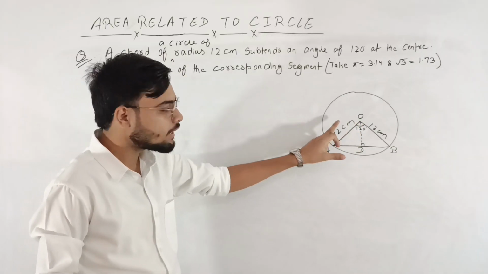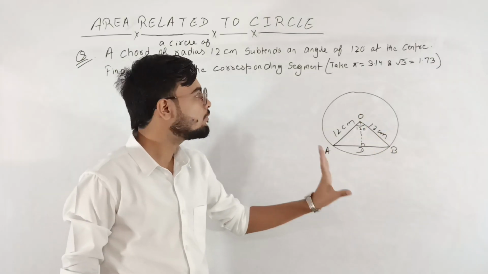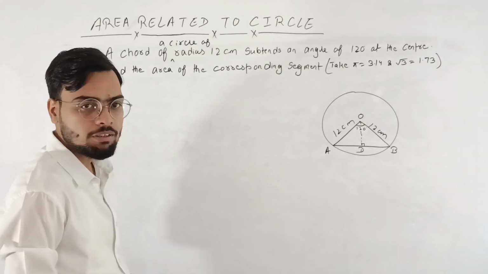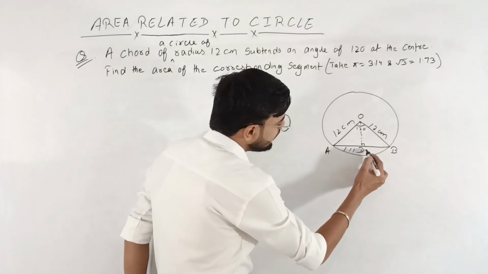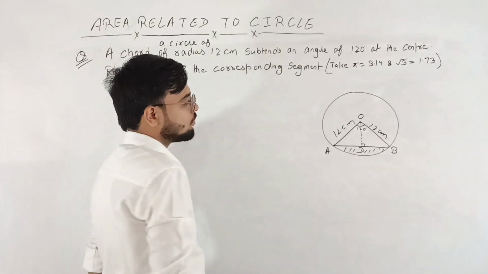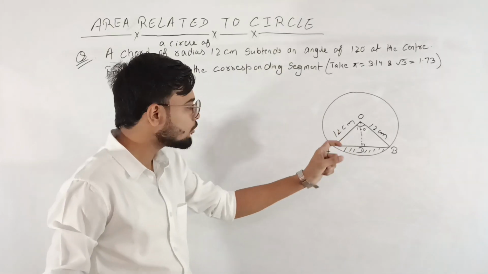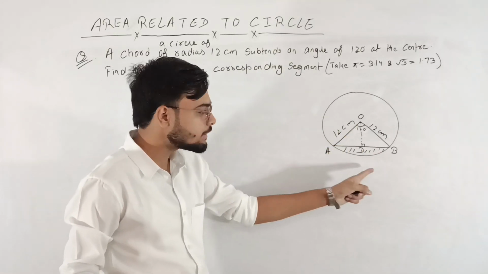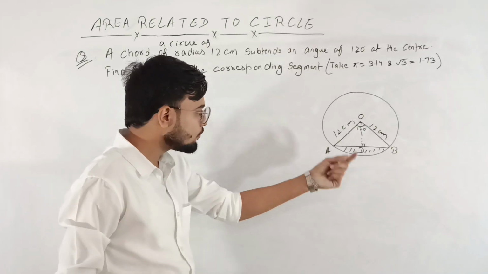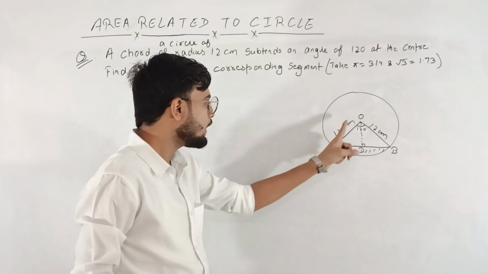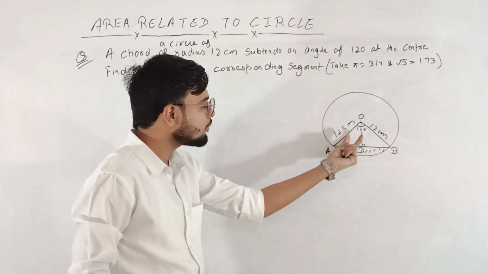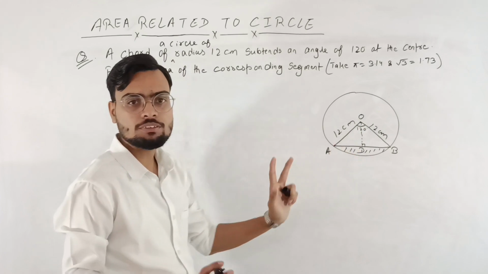Now the radius of this circle is given, which is 12 centimeters. Then we have to find the area of the corresponding segment, which means we have to find the area of this part, this segment. So for the area of this segment, first we have to find the area of the sector, which is formed by the arc AB. Then we have to find the area of triangle AOB. Then I subtract the area of triangle AOB from this sector. Then I get the area of the segment.